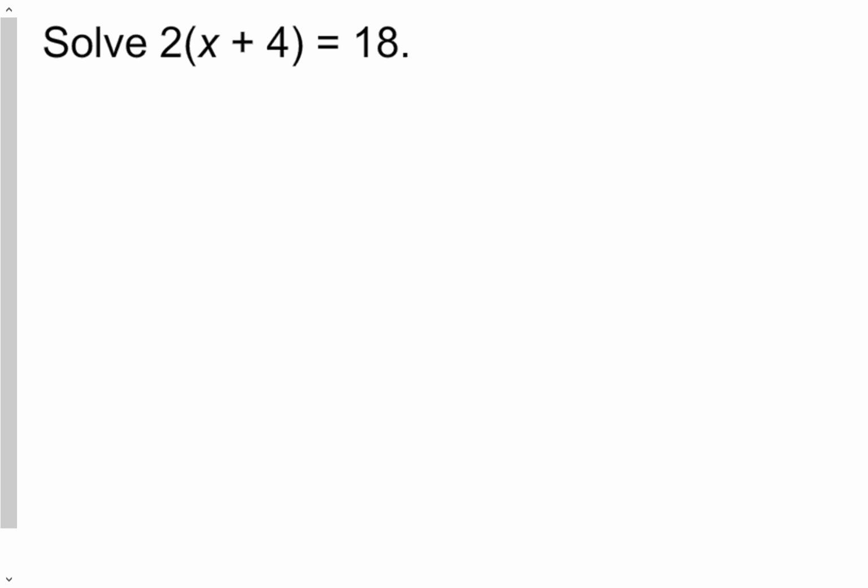Here's our next example. 2 times the quantity x plus 4 equals 18. So our P is 2. I'm going to divide by 2 on both sides of the equation because that's the number being multiplied by the quantity. So 2 divided by 2 cancels out to 1. So what I'm left with on the left is x plus 4, and then 18 divided by 2 is 9.